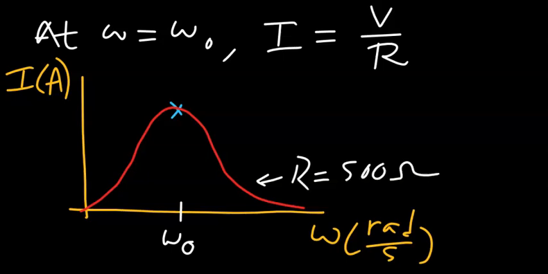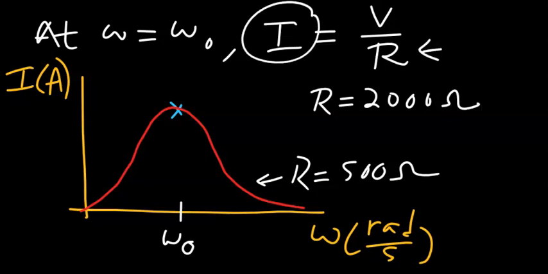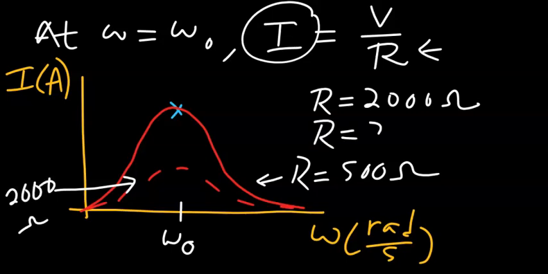What would the curve look like if I were to plot the graph for a resistance value of, let's say, 2000 ohms? So this is larger, so the peak would be more suppressed. So for 2000 ohms, the curve would look something like that. So that is the curve for 2000 ohms. What about, say, for 200 ohms? In this case, the peak would be higher.